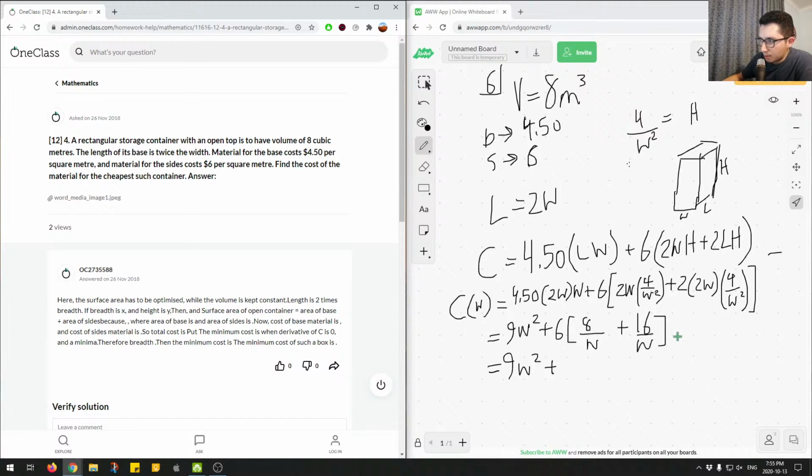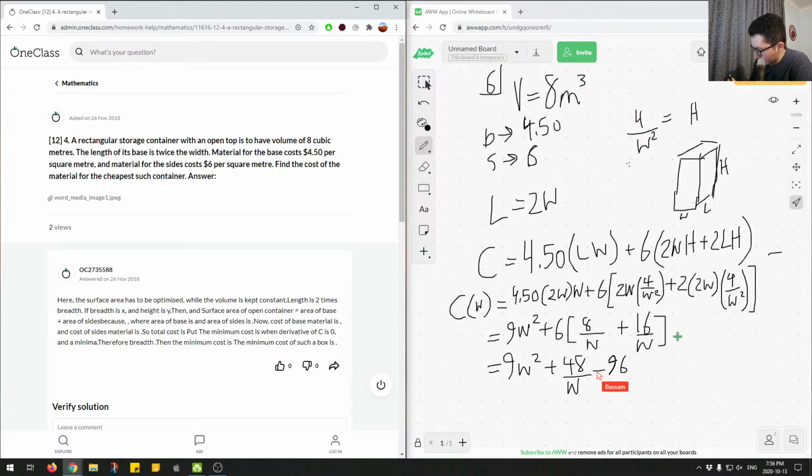16 times 2 is 32, and then adding 16 again to that, we would end up with 48. So for the first one, we have 48 divided by W. And then 6 times 16, we end up with 96.